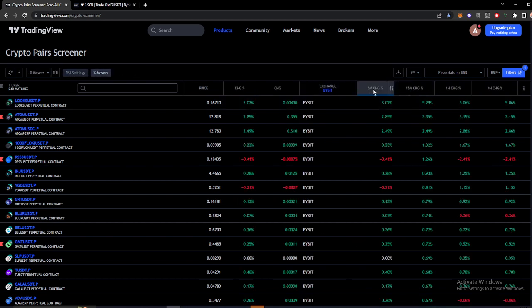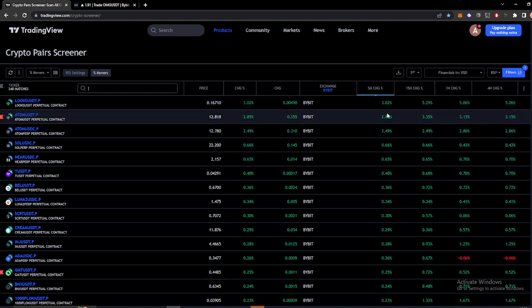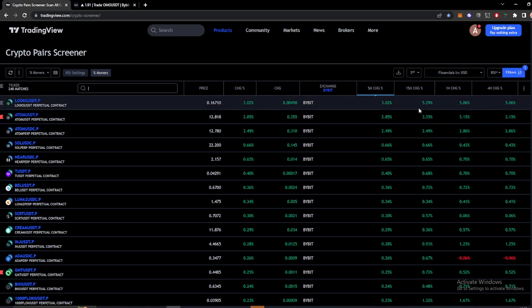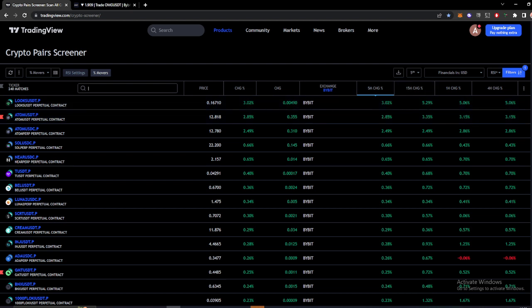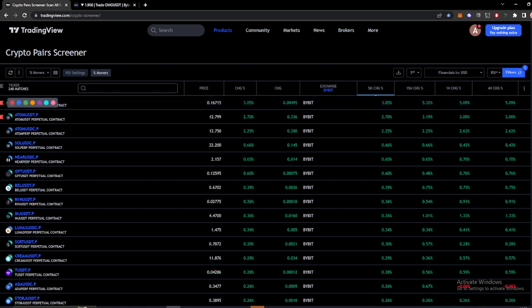So even if I'm looking at 5 minute change, LOOKS is up 3% in 5 minutes, which is quite a big jump. On the 15 minute, again, it's up 5.29% now. If I want to do that, I can simply press this and it will add it to my watch list on my TradingView setup, and I can reference it, see what's going on, and then make a decision on whether I want to take it or not. It's very good for scalping.